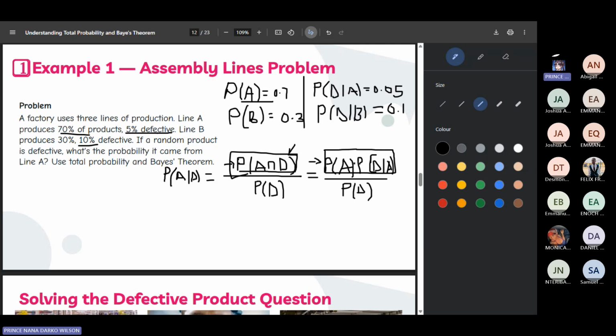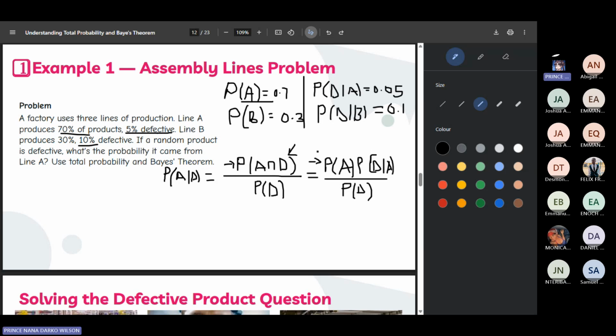For most of the questions we'll be doing, mostly for probability and Bayes theorem, we'll be giving parameters like this, and we will not be giving intersections. Therefore, we will have to manipulate the formula to match the intersection. And in order to do that, we must see the formula this way. Okay, so that's what we have done here.